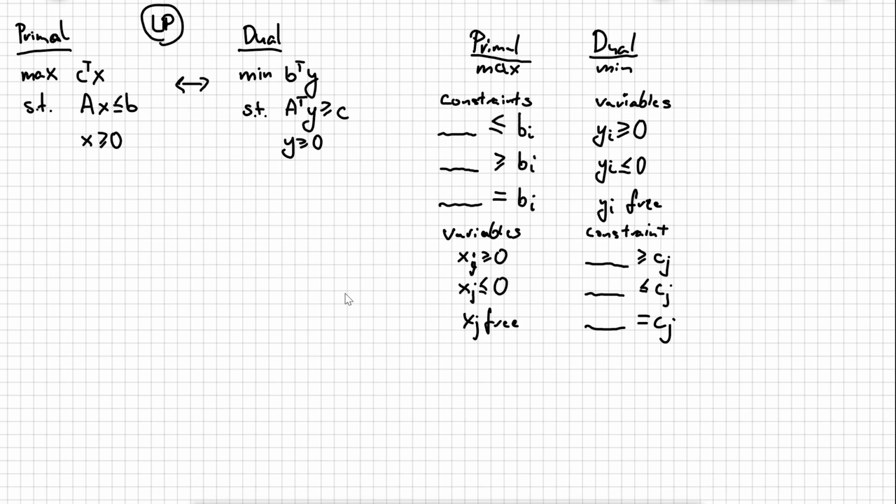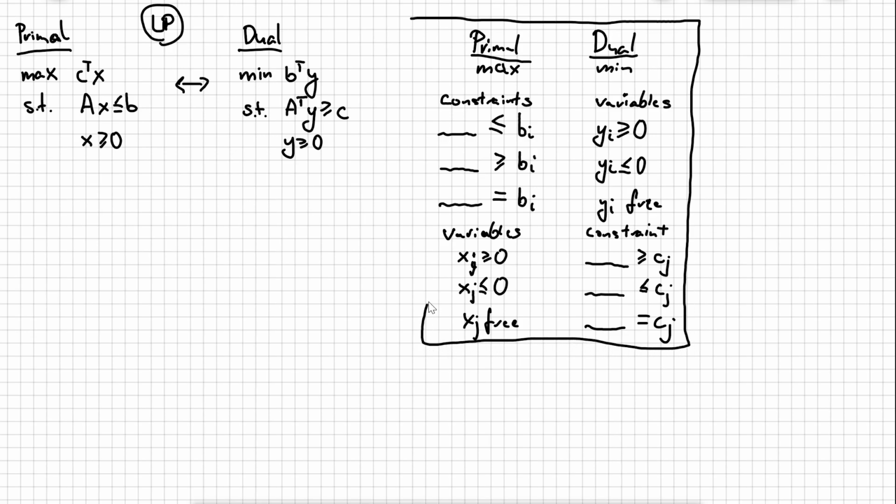So we have these cases, and basically, if you have a model that has a minimization objective, just negate the objective and make it a maximization. But if you have any constraints or any variables, by this set of rules in this table, you can write the dual problem for any given linear programming problem, right?